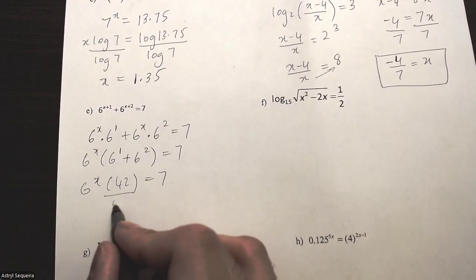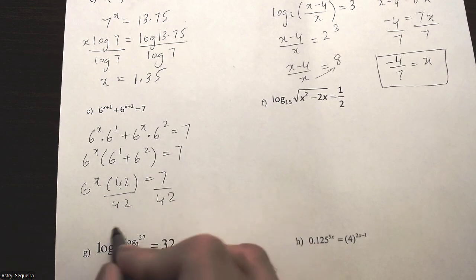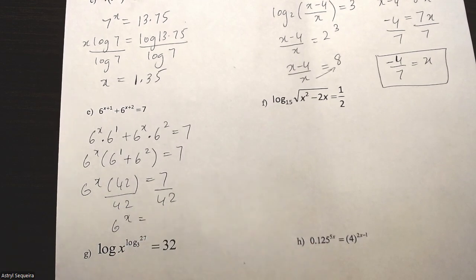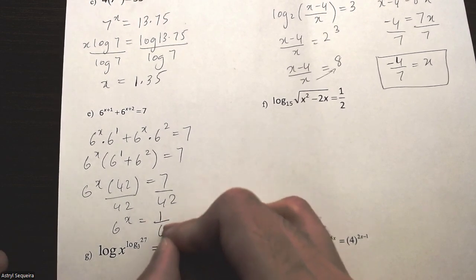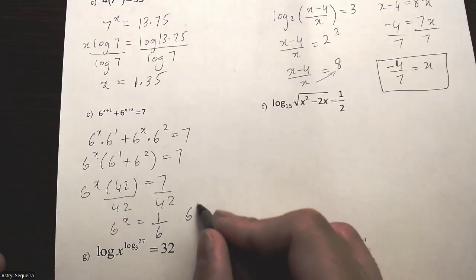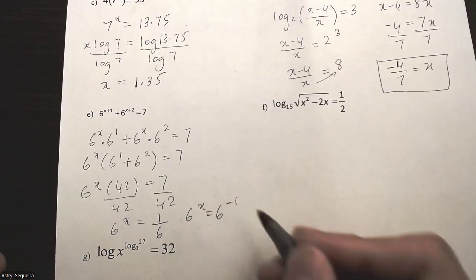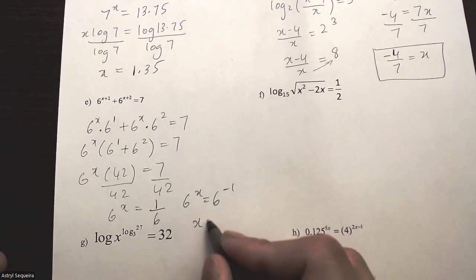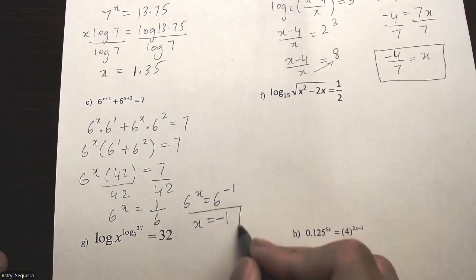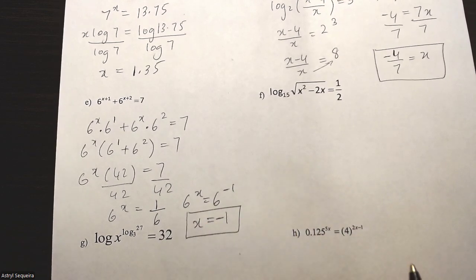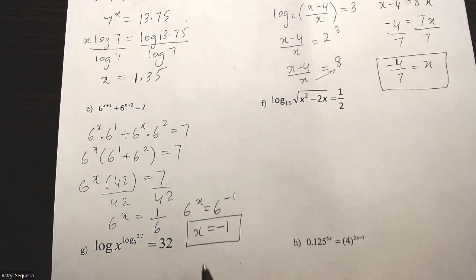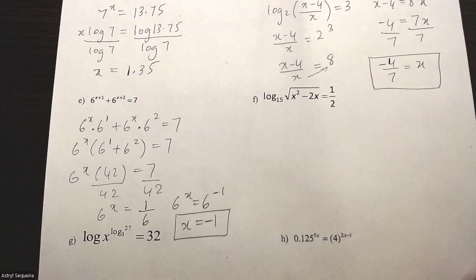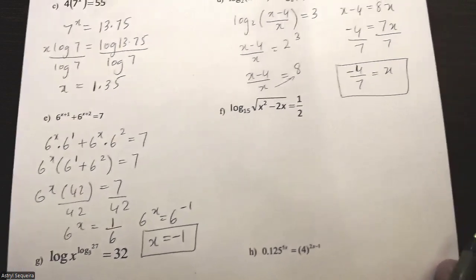I'll divide both sides by 42. 6 to the x equals, I think that's 1 over 6. Yep, it is. And then I don't even need a calculator for this because I can go 6 to the x equals 6 to the negative 1, x equals negative 1. So most of these questions are kind of solvable without a calculator. There's a few exceptions here and there, but most of them can show up in a non-calculator exam as well.